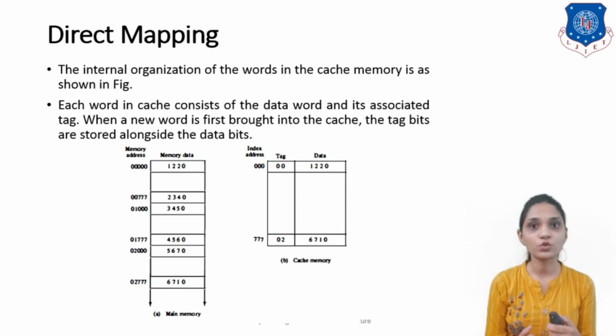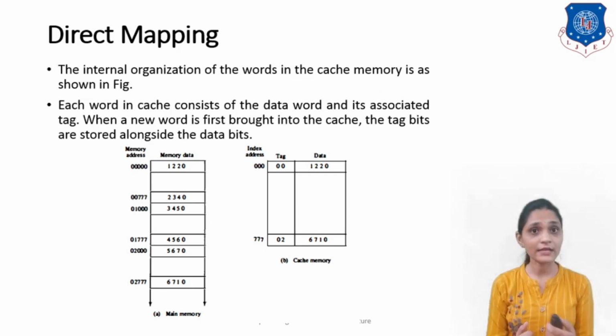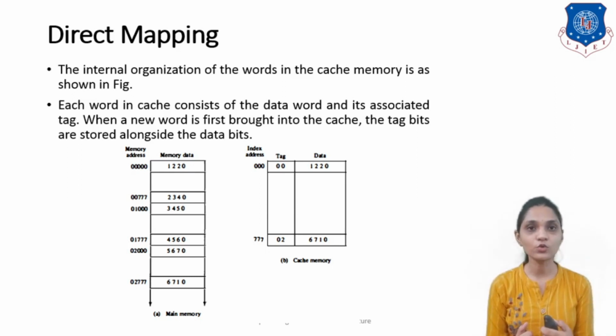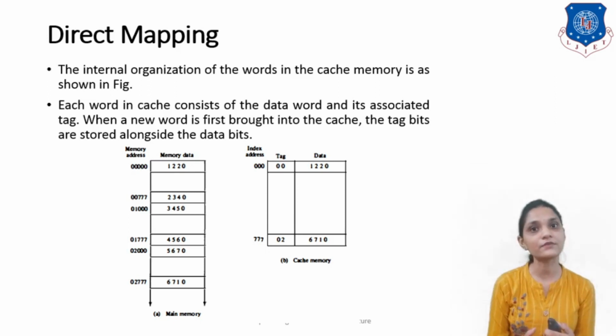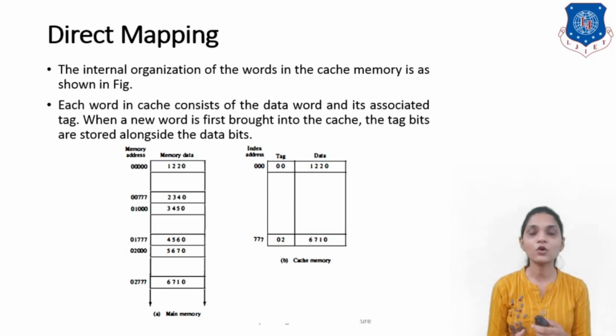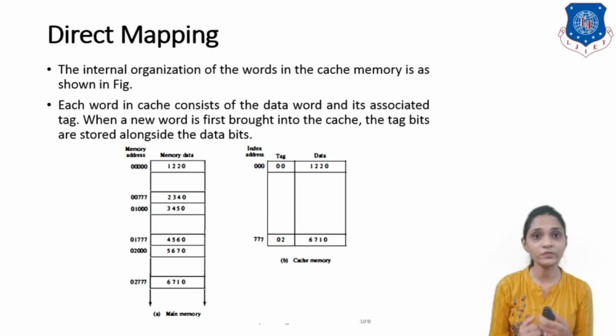If we consider another example, that is 02777, and you want to store that data into the cache, it is going to be stored at location 777 in the cache, with the tag value of 02 stored first and after that your data. So your tag 02 is stored at location 777 first and then your data, that is 6710. In this way you can map the data into the cache memory.